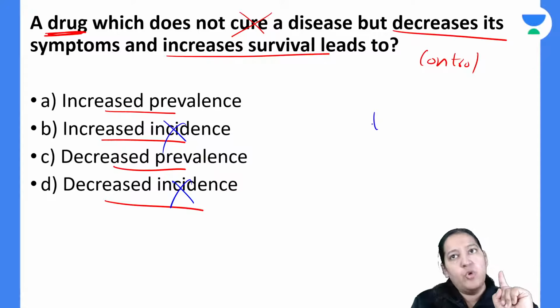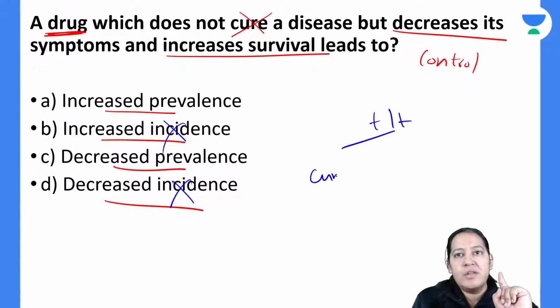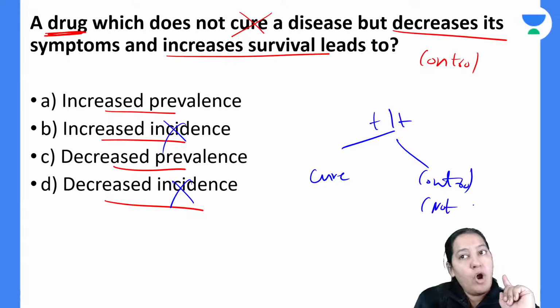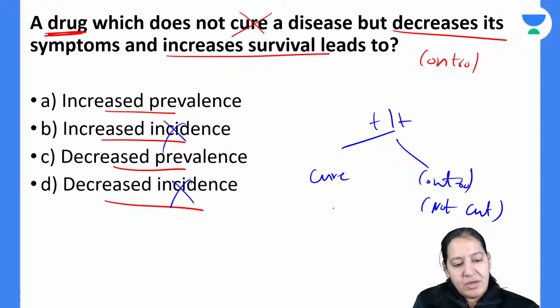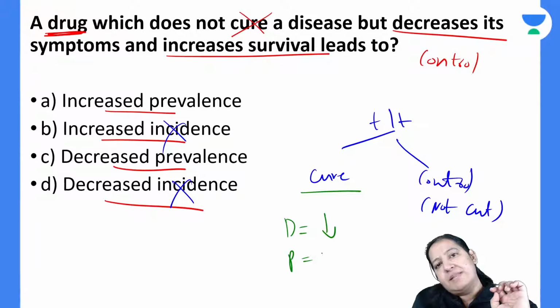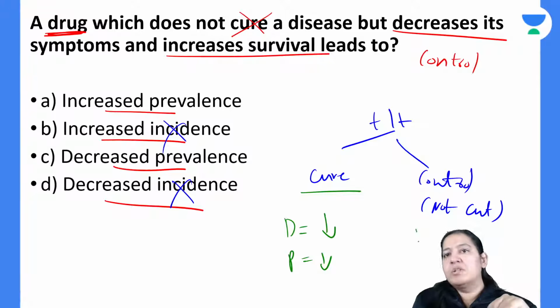But there are two types of treatment: the treatment which cures the disease, and the treatment which controls the disease. It does not cure, but controls the disease. So the drug which cures the disease decreases the duration of illness, so it decreases the prevalence, right? The drug which controls increases the duration of illness, so it increases the prevalence.